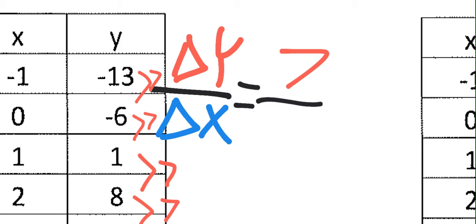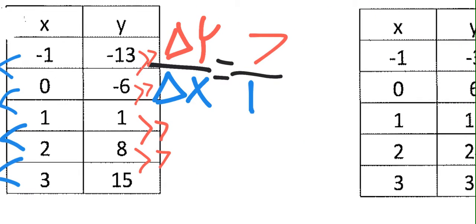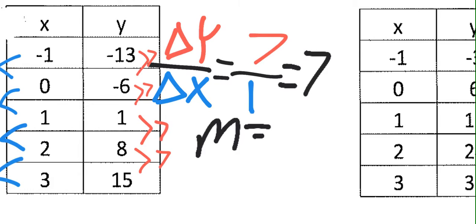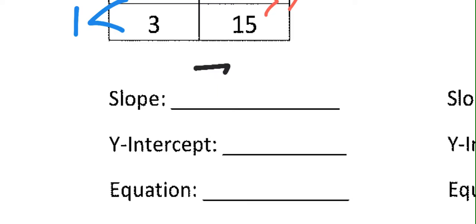Now we're going to worry about our change of x. From -1 to 0, we went up by 1, up by 1, up by 1, and up by 1. All of these change by 1. So this right here, 7 over 1 is just 7. So m is 7. That's our slope. So our slope right here is just going to be 7.